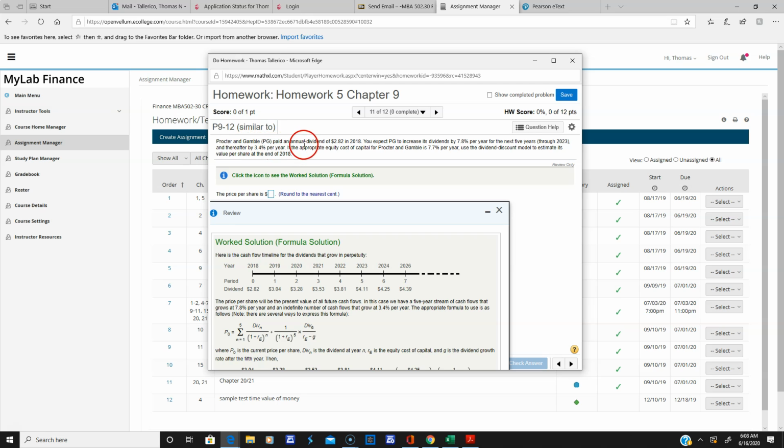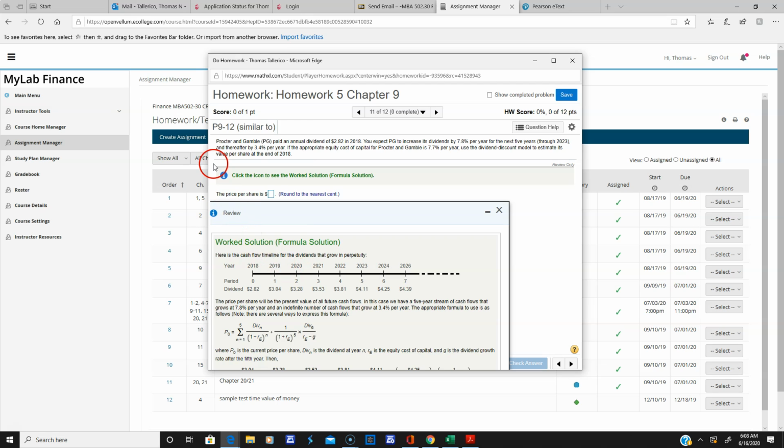Procter & Gamble paid an annual dividend of $2.82 in 2018. And I'll show you, here's the timeline. You can see that, right? You expect Procter & Gamble to increase its dividend by 7.8% per year. So that's probably what they're doing here, right? If you multiply this by 7.8% each year, you'll get the change in dividends for the next 5 years. So this goes up by 7.8%, this goes up by 7.8%, 7.8%, 7.8%, 7.8%.